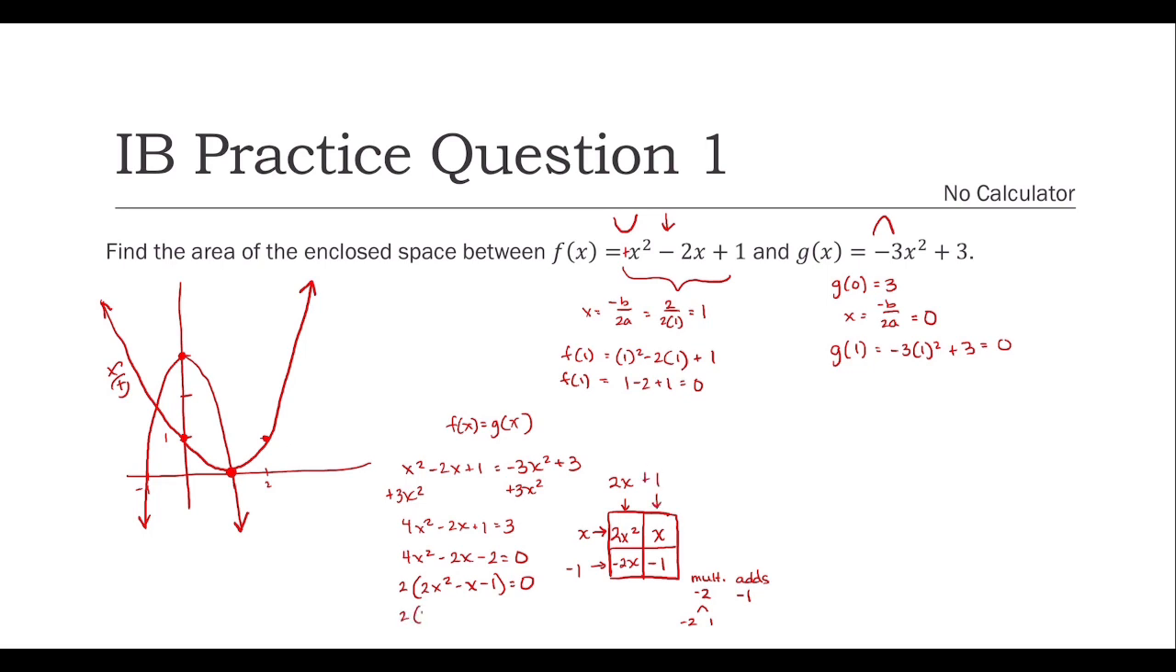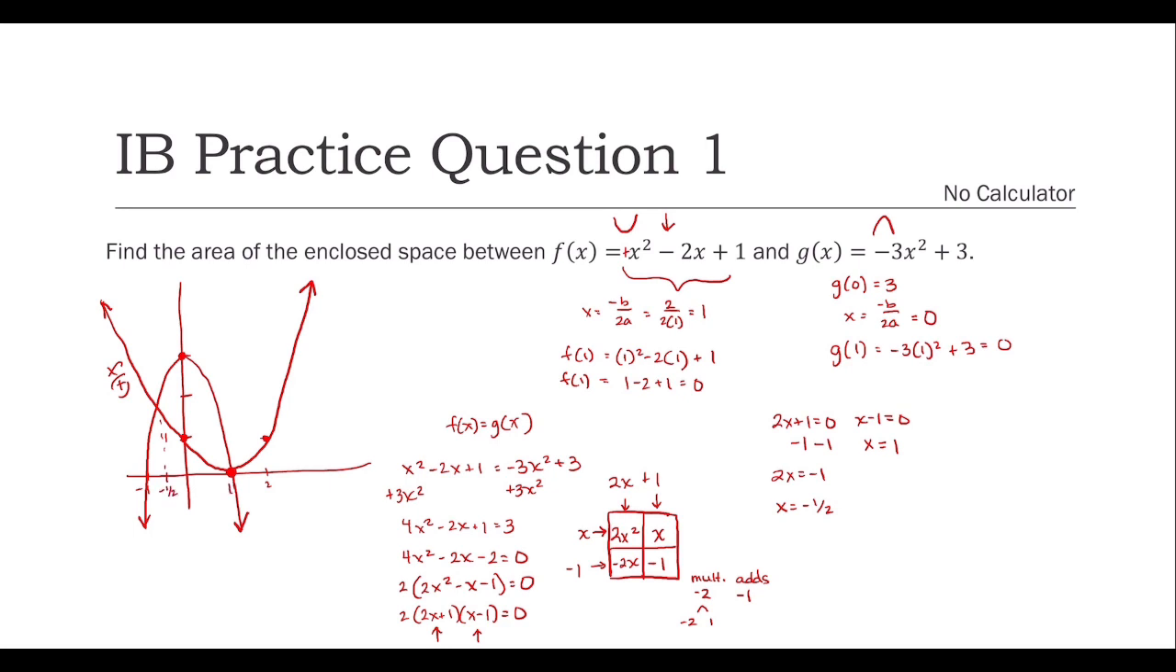So we have 2 times 2x plus 1 times x minus 1 equals 0. So we can find when this is true by setting each of these equal to 0. So we have 2x plus 1 equals 0 and x minus 1 equals 0. We'll subtract 1 from each side to get 2x equals negative 1, and then divide by 2 to get that x equals negative 1/2. And for the other one, we'll add 1 to both sides to get that x equals 1. So our intersections are at negative 1/2 and 1.